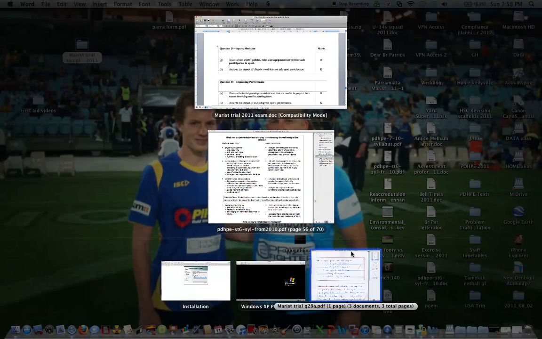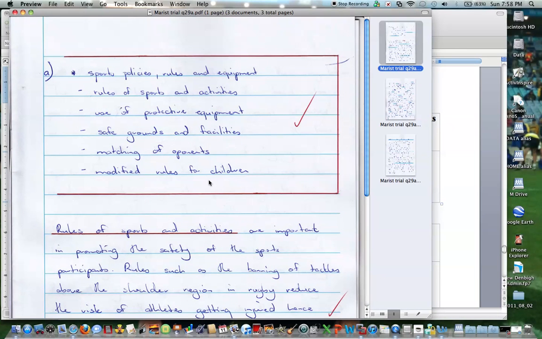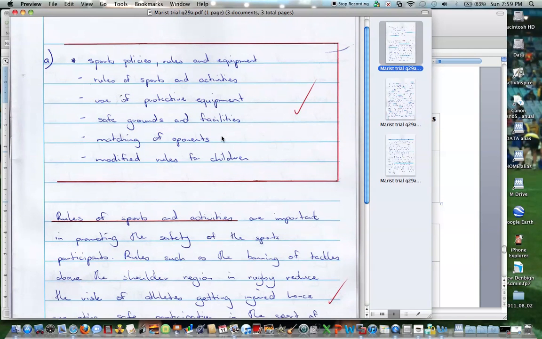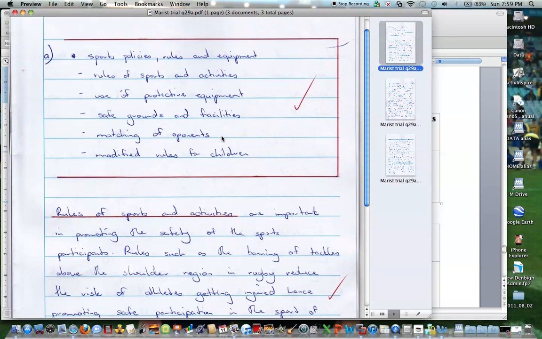We're just going to have a look at the sample answer here. So this is the student's answer. What is actually very good about this answer is straight away at the top, he's written the dot point out, which demonstrates an understanding of the syllabus content area. Then as we go through the answer, remembering that the question asked us to discuss how sports policies, rules, and equipment, they must be included.